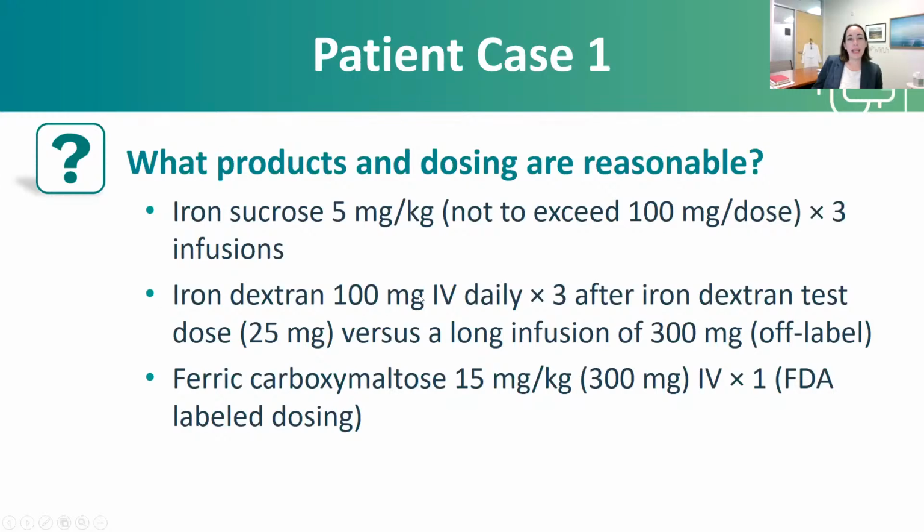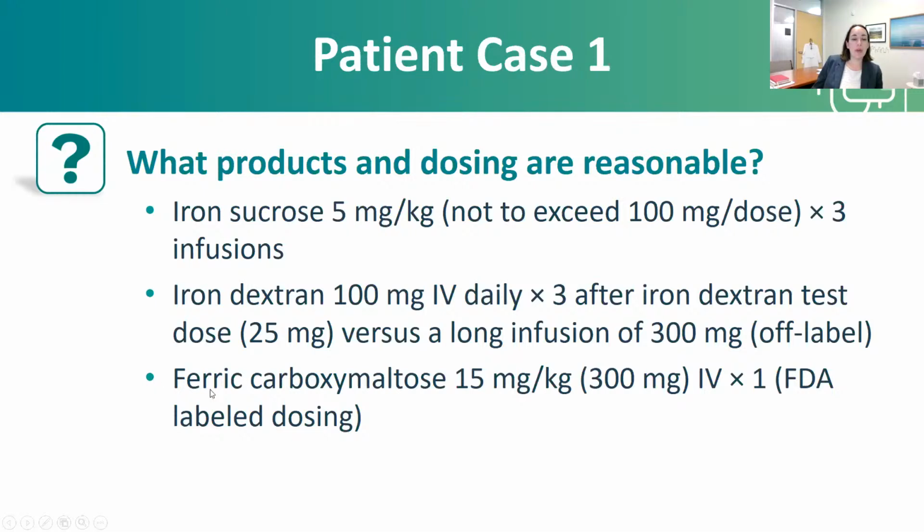Iron dextran, again, the max label dose is 100 milligrams. He could get this over a course of 3 different days. He would need a test dose. You can, in an off-label way, use 300 milligrams. So that is another consideration.